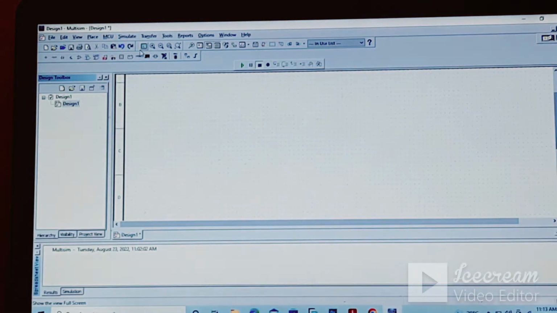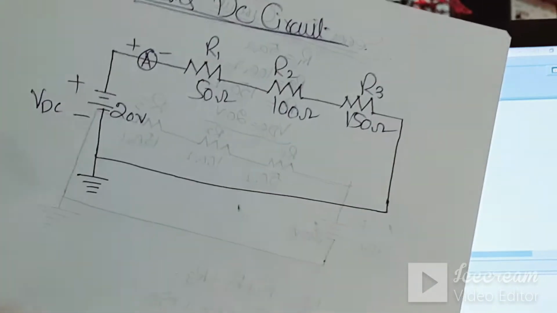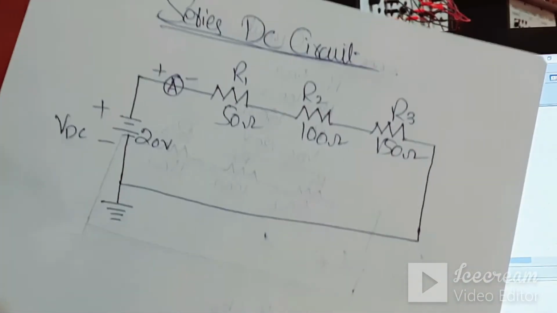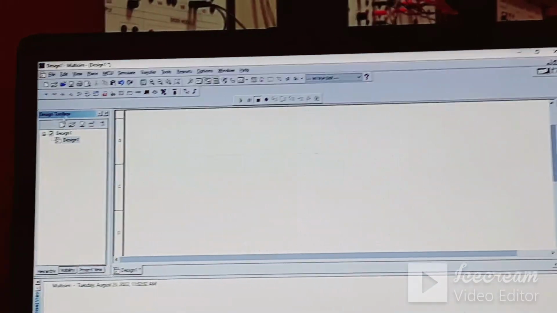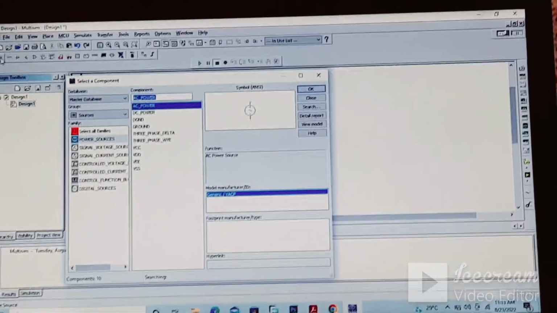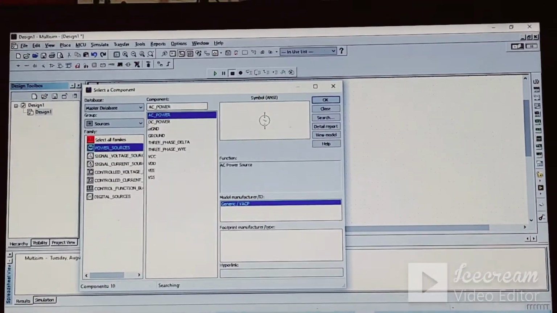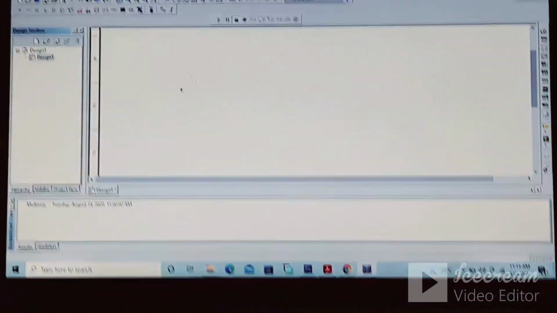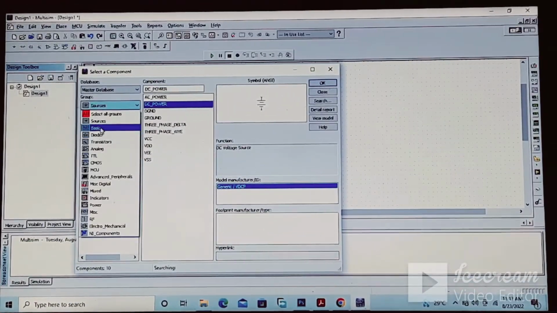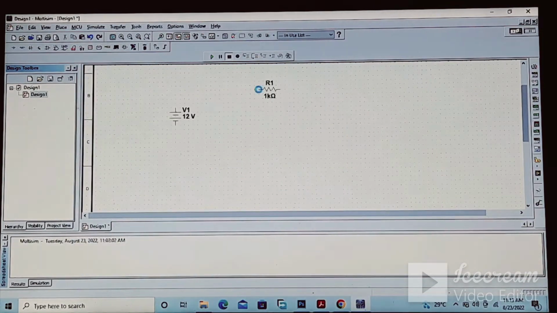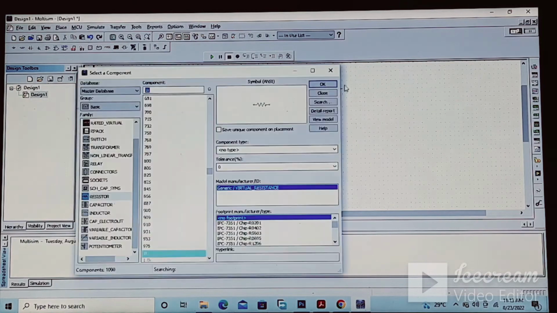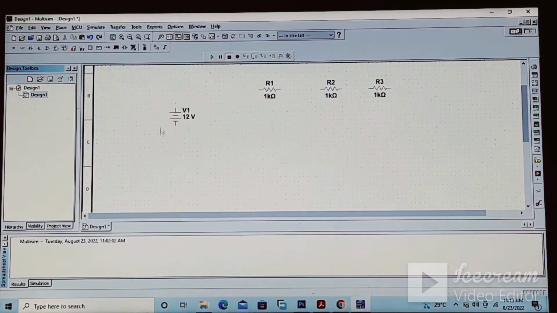First of all we need to draw this circuit in the Multisim software and verify the results of the current and the voltage through the software. First we need to take the DC voltage source. By clicking on place source, power source, take the DC power. This is the DC power, and also go to the basic and take any resistor. This is resistor number 1, resistor number 2, and resistor number 3. So these are the 3 resistances.